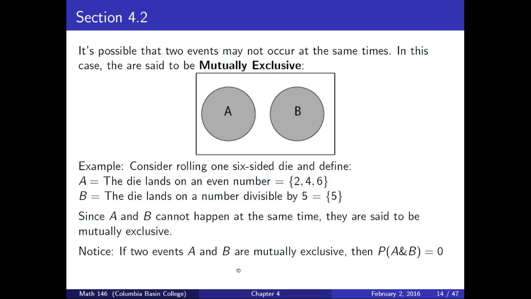In other words, if two events A and B are mutually exclusive, what we're basically saying is that their intersection, the probability of actually seeing an intersection, is 0. Okay, so they don't overlap. So that's mutually exclusive.